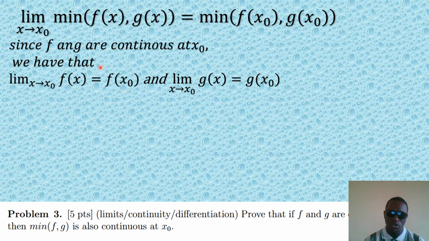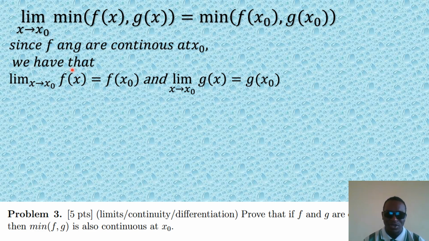Since the function is continuous, the limit as x tends to x0 of f of x is equal to the function value at that point, f of x0. Same goes for g of x. The limit as x tends to x0 of g of x is equal to g of x0. From this point, we want to prove that the minimum of these will exist.